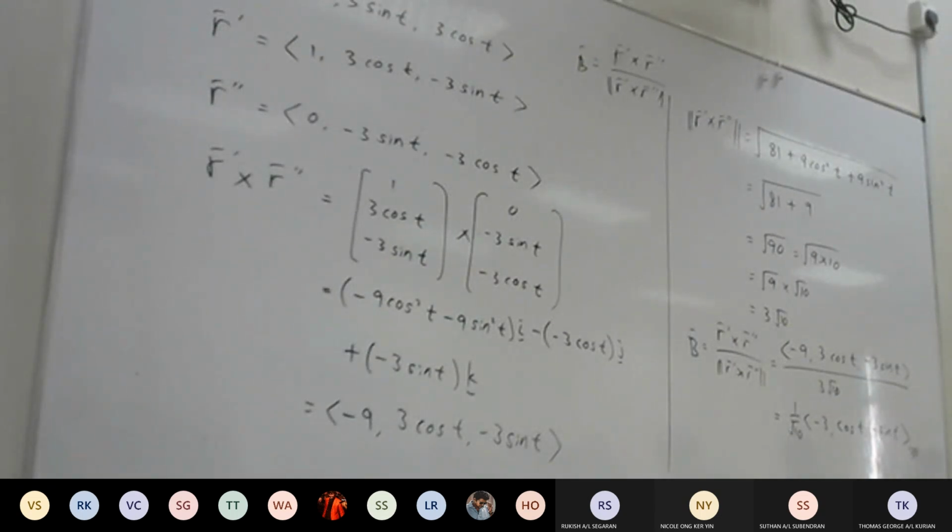Okay, number three, you can use the same formula, find the cross product of R prime and R double prime.